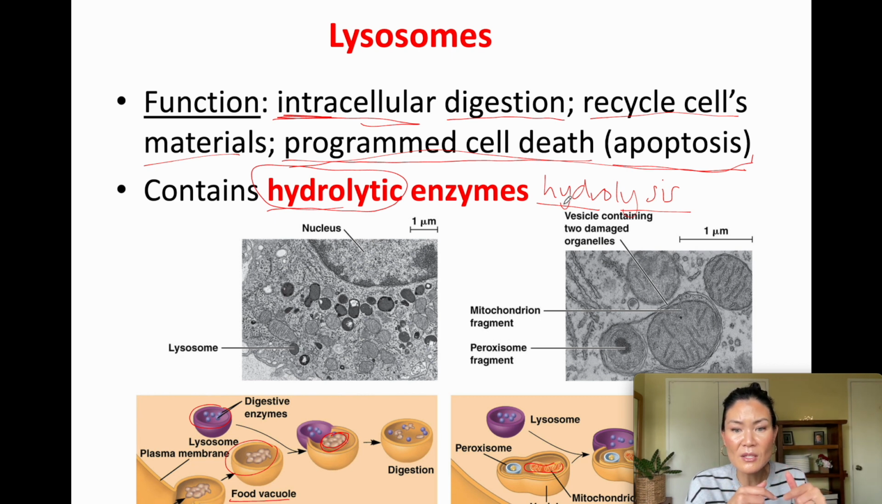So what happens here is the lysosomes start to eat the cell from the inside out, okay? And so the cell dies because the lysosome is going around and digesting all of the organelles and all the parts of the cell, and the cell will just die, okay? And so apoptosis is actually very important.